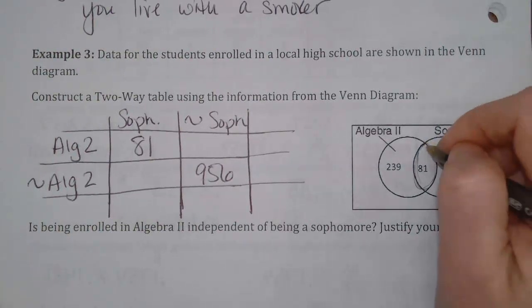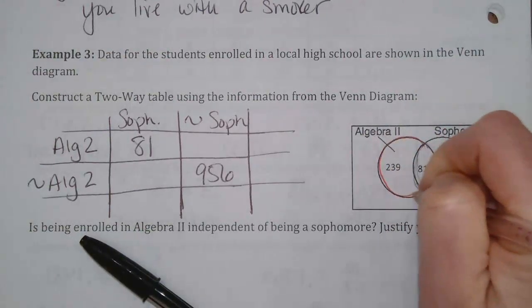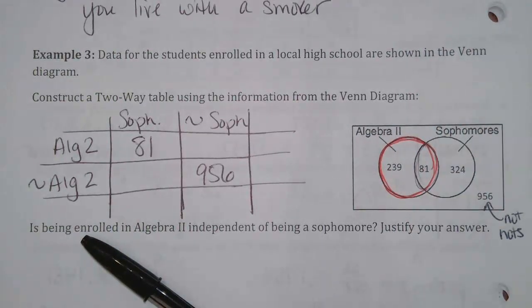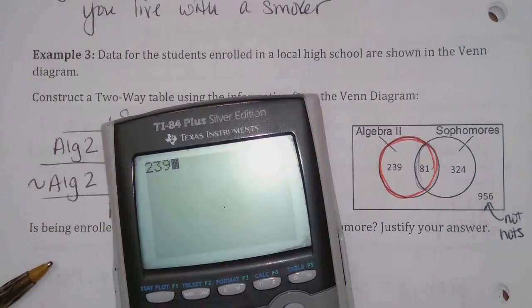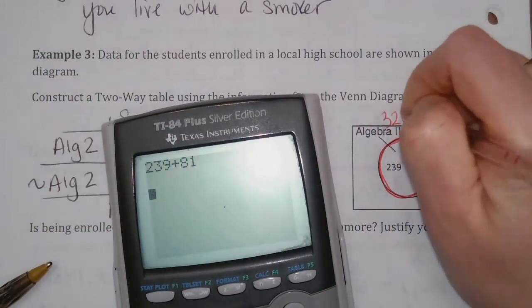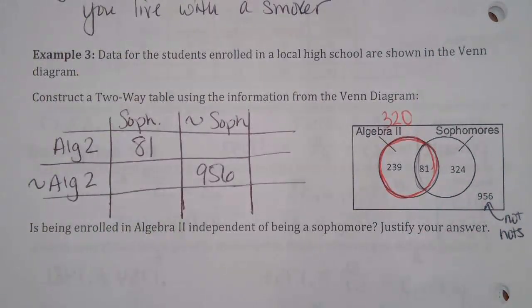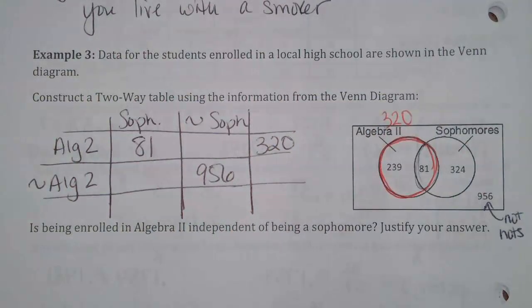Let's just figure out how many Algebra 2 students there are. So I'm going to circle this out with my red pen. This entire circle represents how many students are in Algebra 2. And the way we can get that total is add the 239 plus the 81. That must mean there's 320 Algebra 2s. So that is a marginal total. So Algebra 2, we got 320 over here.